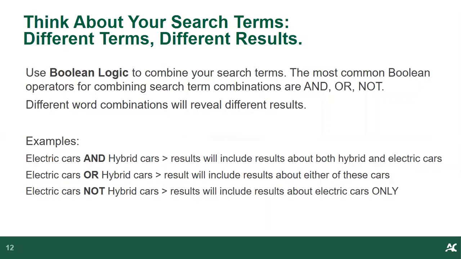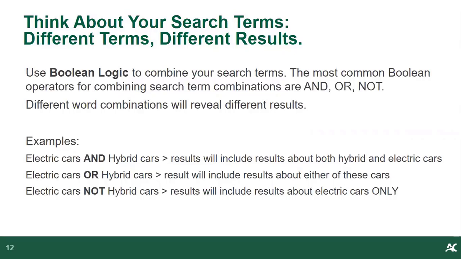You can also think about combining your terms differently. The most common way to combine terms on the internet and in search databases, like the library's OneSearch, is using Boolean logic. The most common Boolean operators for combining search terms are and, or, and not. We use and almost every day when we search Google. By leaving a blank space, we are using a Boolean and. Different word combinations will reveal different results and different amounts of results.